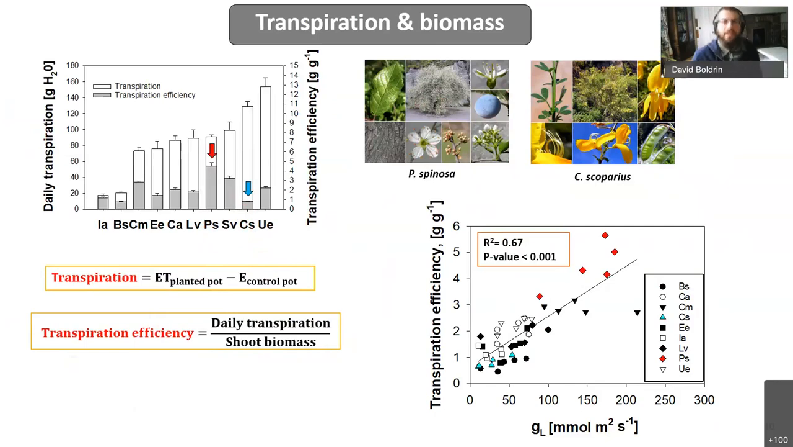So these differences in terms of transpiration efficiency can explain the lack of correlation between the size of a plant, the biomass of a plant, and the induced hydrological reinforcement in the soil. And transpiration efficiency in our study was mainly explained by the leaf conductance to water vapor. And here you can see a clear correlation, and again the two contrasting species that I previously mentioned.